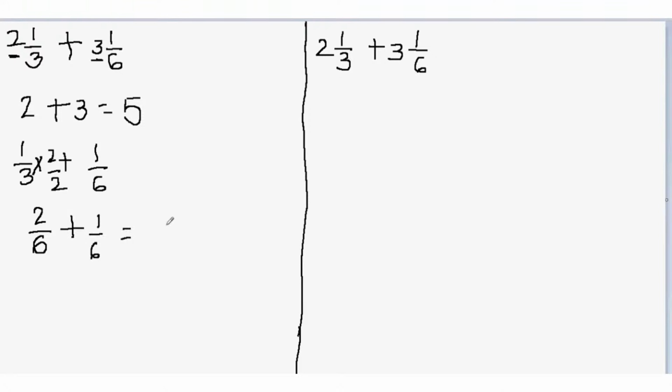Now I have to add the numerators. 2 plus 1 is 3. And then you don't add the denominators. So the denominator will still remain 6.